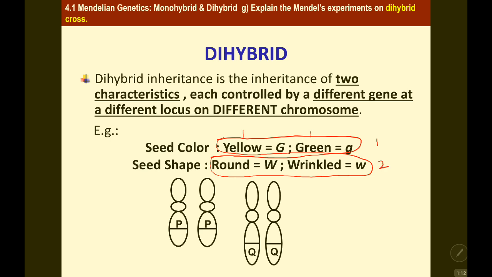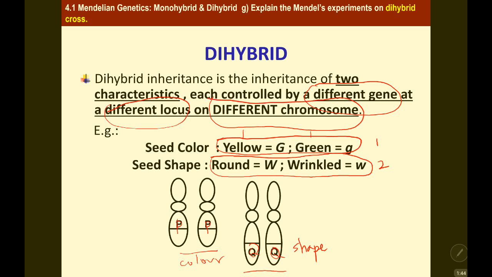So for this cross, they are controlled by different genes at different loci. For example, here we have the first pair of homologous chromosomes to control the characteristic of color, and the second pair of homologous chromosomes to control the gene of the shape. They are on different chromosomes, so we have two different pairs of homologous chromosomes, first pair and second pair. Alright, so this is what we call dihybrid cross.